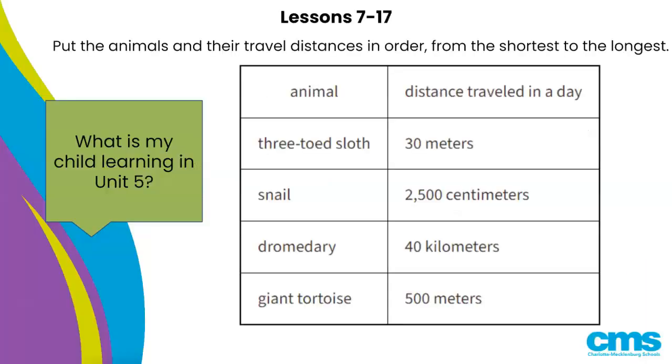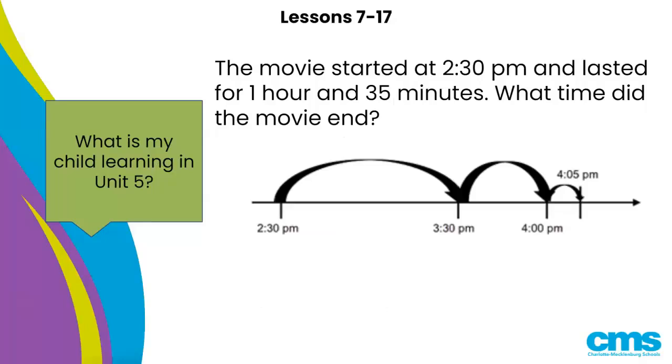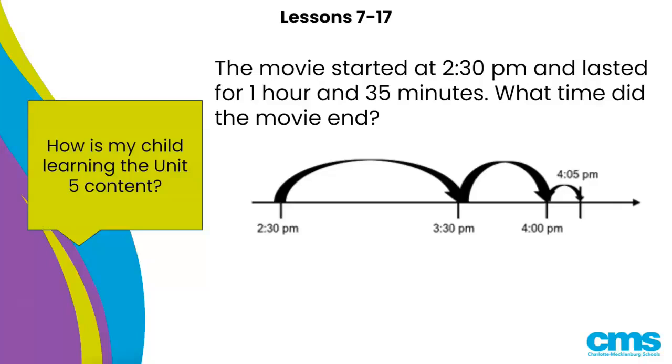In the next section, Lessons 7 through 17, students encounter units of metric measurement where they convert from a larger unit of measurement to a smaller unit in order to solve 1- and 2-step problems. They will also apply addition and subtraction strategies to find an end time, amount of time passed, or a start time. In 3rd grade, students determine elapsed time within an hour. In this unit, students will be able to cross over the hour. Students should use clocks, timelines, and tables to help them solve problems.